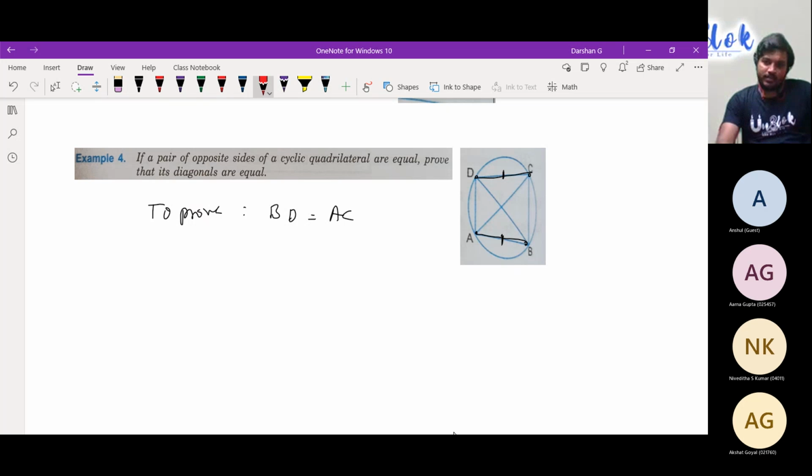Also look at it from a different angle. Even CB is a chord. It is also a chord. So by that property, I can tell this angle is equal to this angle. I discussed this property when we started. So this is a slightly tricky thing that these chords might have.